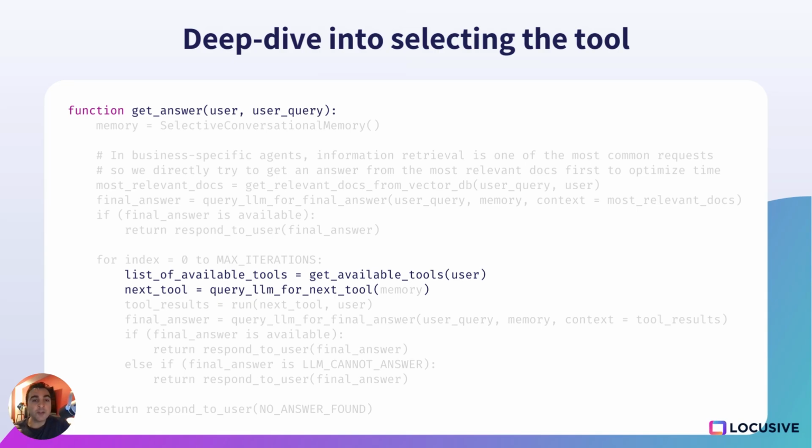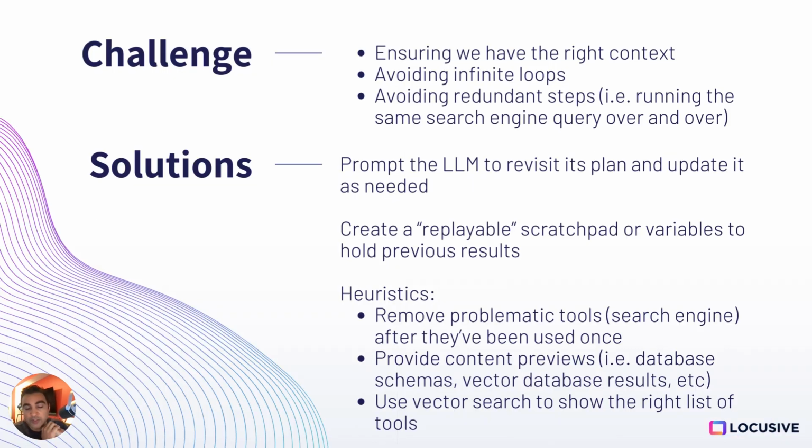Okay, so next, let's talk a little bit more about a different part of the pseudocode, which is diving into selecting the tool that we need to run. What are some of the challenges that we might face here? Well, again, like we talked about earlier, if we are cutting out the context that the LLM needs to select the right tool, we might end up choosing the wrong tool, and that might get us down a wrong path of decision making, which could waste a lot of time and a lot of tokens.